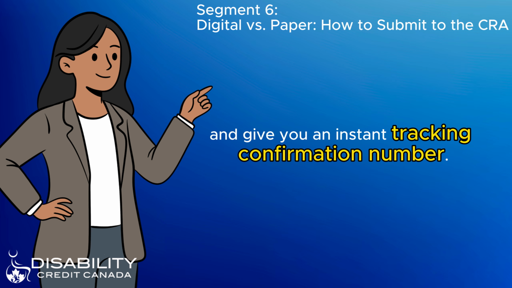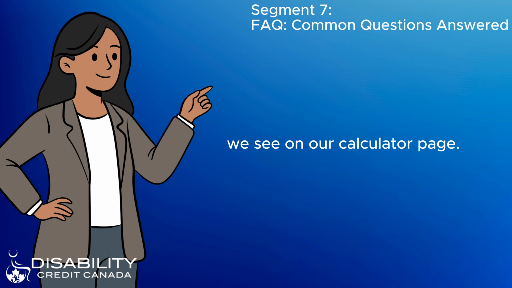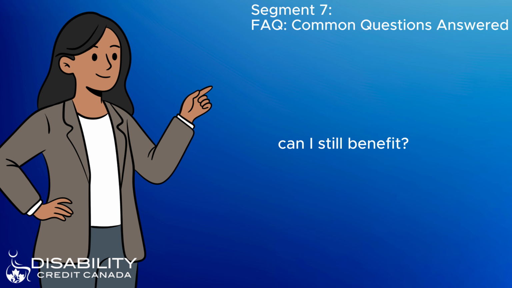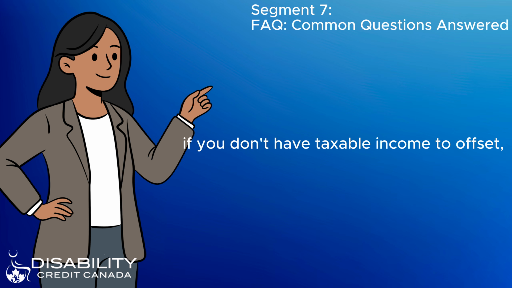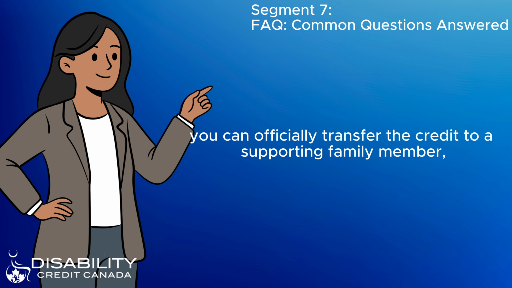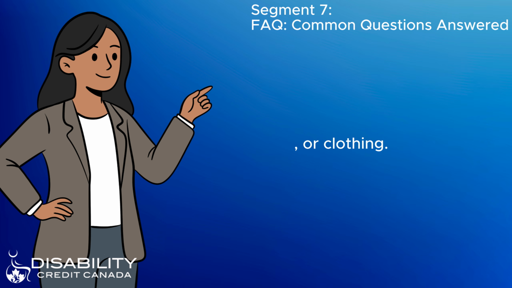Let's rapidly fire through 3 of the most common questions we see on our calculator page. Question 1. What if I have no taxable income? Can I still benefit? Yes. If you don't have taxable income to offset, the credit is underutilized on your account. However, you can officially transfer the credit to a supporting family member, like a spouse, parent, or child, who helped provide you with basic food, shelter, or clothing.